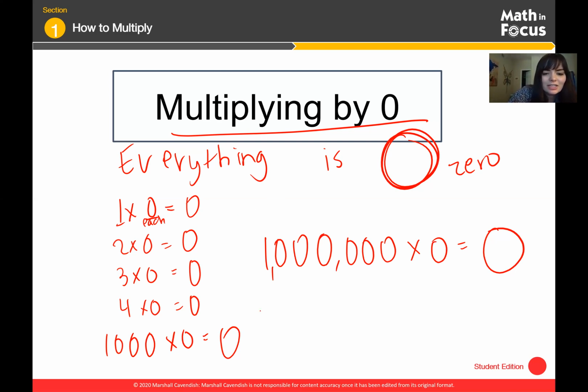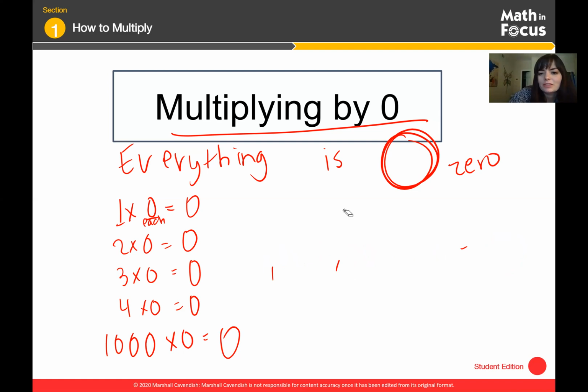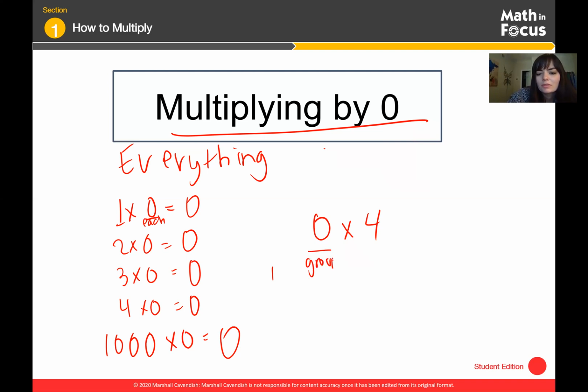Say instead I have 0 times 4, right? Let me erase all this to make some room for you guys. Say I have 0 times 4. So now my groups is 0. But if I have 0 groups, it doesn't matter if I have 4 in each. I don't have any groups. So it's just 0.